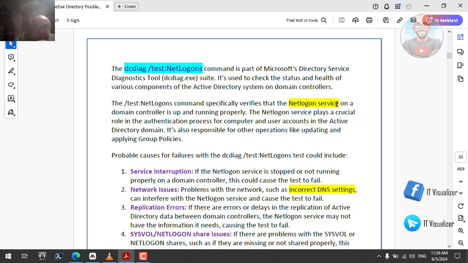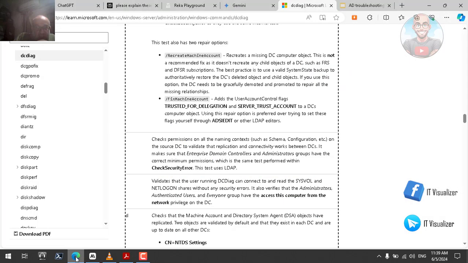This is one of the things the test will check: this service is running. It will also check if the authenticated users and administrators have the necessary permissions on these two critical shared folders that contain the group policies to be applied and the scripts that will be applied to the users.